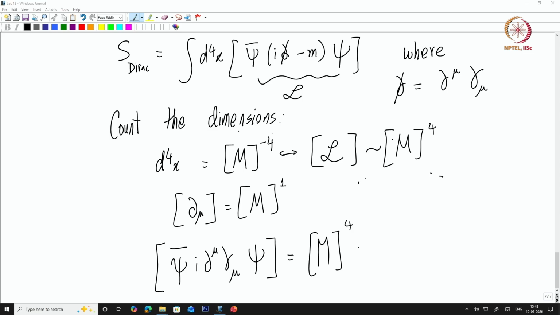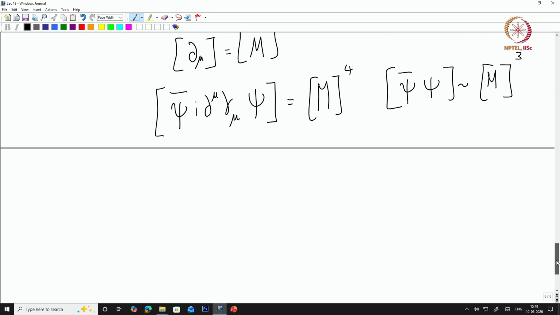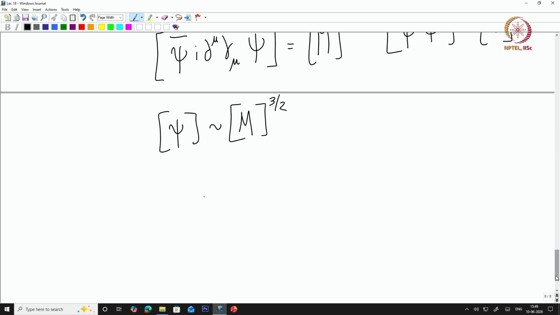With this you have this particular combination, the first combination should be m power 4. Given that, if you remove the del, this would imply that the combination psi bar psi should go as mass dimension 3. So, psi has a mass dimension 3 by 2 essentially, that is the basic thing. So, the Dirac spinor has a mass dimension 3 halves essentially.